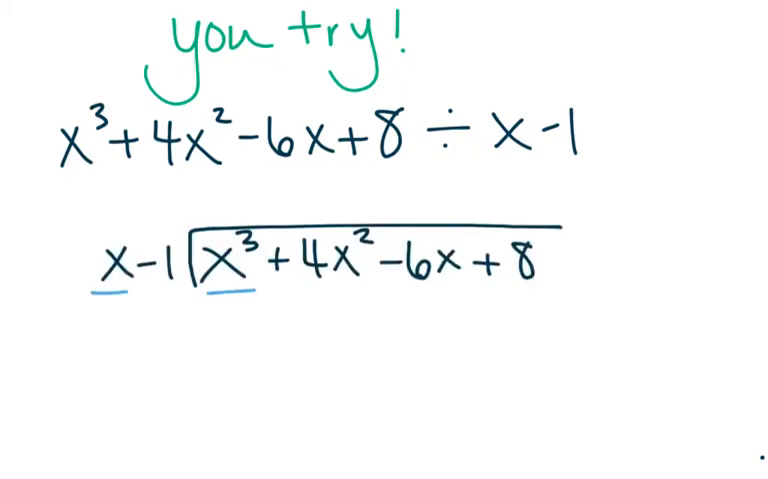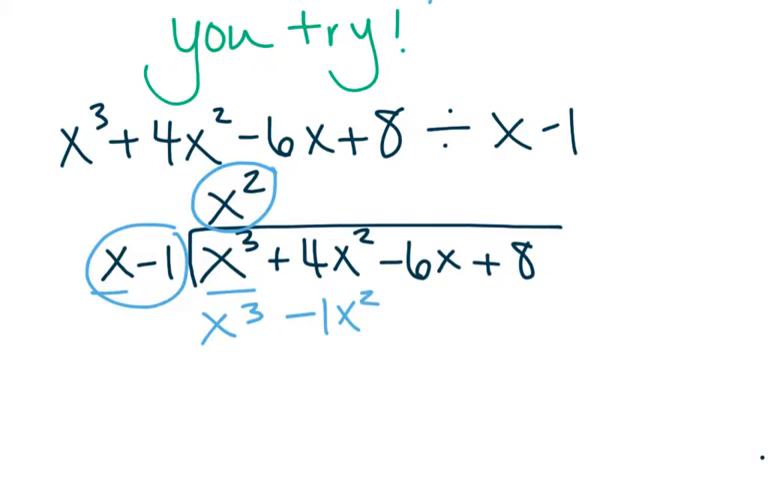We're going to look at the first terms only. The only thing you can multiply x by to get x cubed is x squared. Now I'm going to multiply what I just wrote by the two divisors. And x squared times an x is an x cubed. X squared times a negative 1, negative 1x squared. I'm going to change the part in blue to the opposite sides. 3x minus 3x cancels out. 4x squared plus 1x squared is 5x squared.